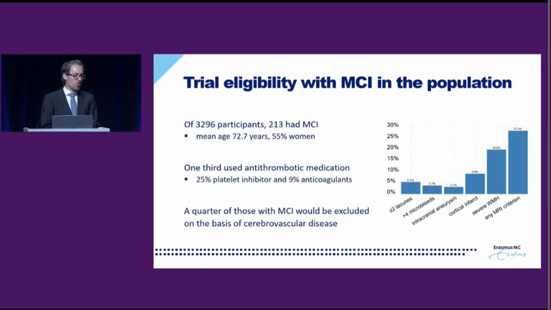And what we observed is that 1/3 of the population with MCI was on antithrombotic medication, so that's slightly lower than reported in the JAMA paper, but still, I think, a substantial proportion, but the majority on platelet inhibitors, so it excludes aspirin. What you also see, and that's depicted in the graph here, is that 1/4 of those with MCI would be excluded on the basis of cerebrovascular disease, and that's really a variety of MRI markers that contribute to that: lacunes, microbleeds, cortical infarcts, and also the predominant presence of severe white matter hyperintensity. But even without those, you would lose about 18% of the population due to these criteria.